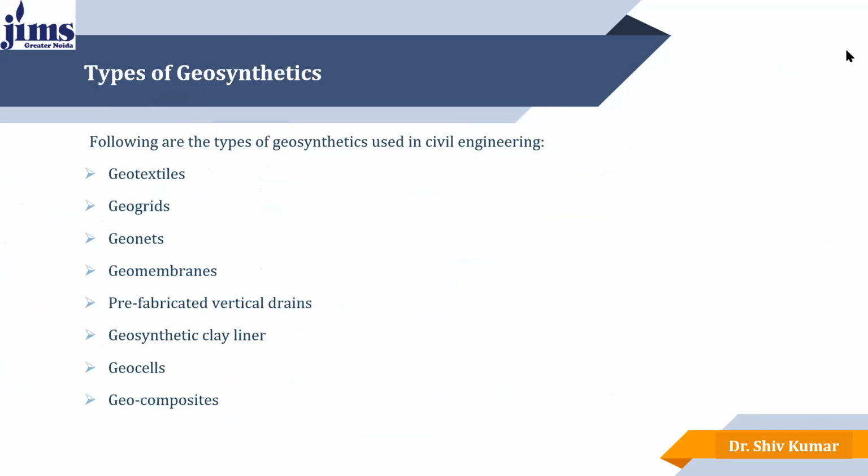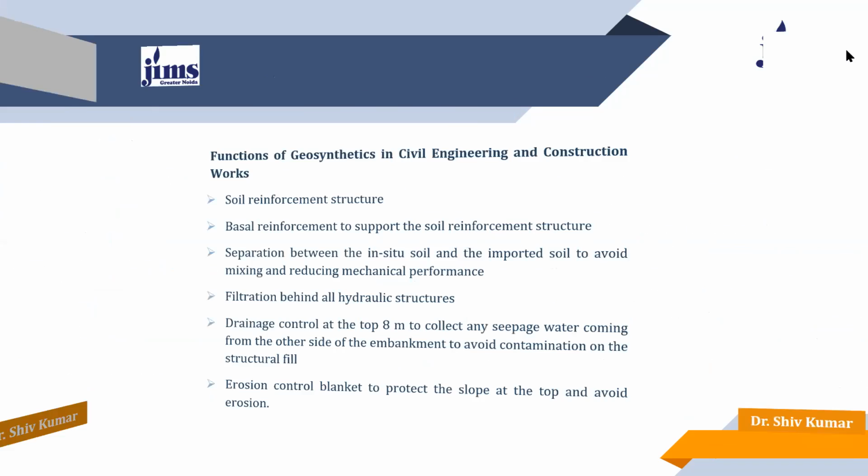Now come to the types of geosynthetic materials available in the market. The first in this series are geotextiles, geogrids, geonets, geomembranes, prefabricated vertical drains, geosynthetic clay liners, geocells, and geocomposites.